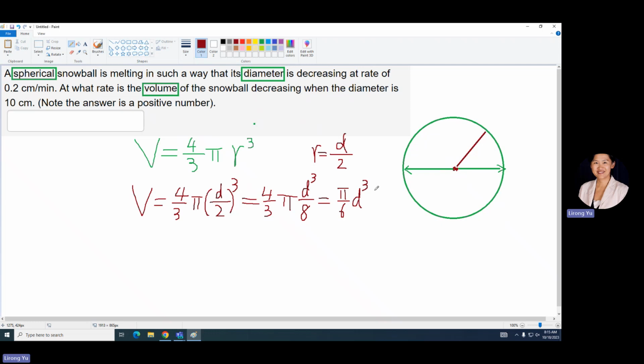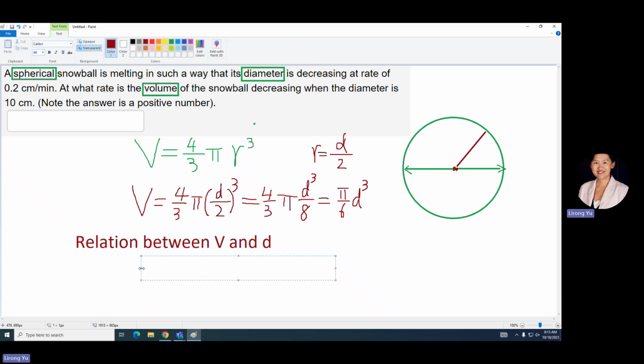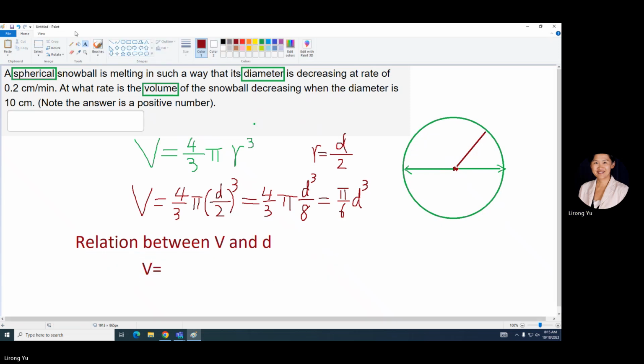So that's actually the relation. You can see that between the volume and the diameter is a cube relation, a three-dimensional measure. So now we have a relation between the quantities V and diameter d. It's now V equal to pi/6 times d cubed. Okay.